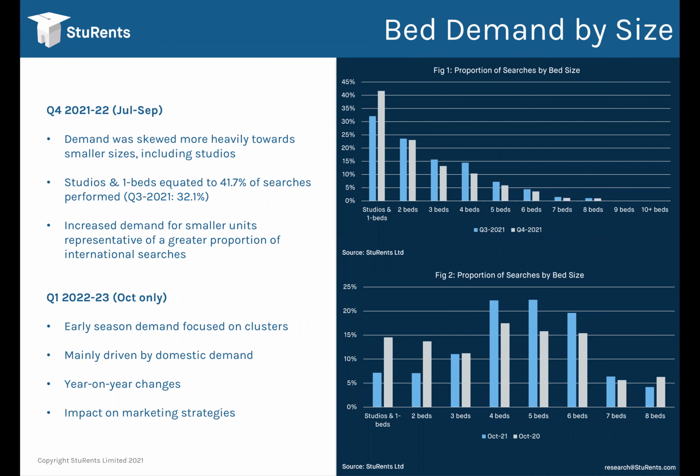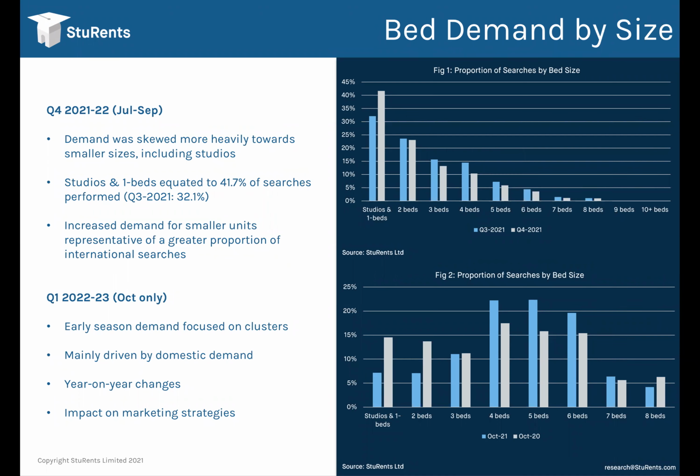Now, taking a look at the same data for Q1 of the 2022 season, which we are technically now in already, we can see that demand has very much been focused on larger clusters. What that means is searches for either HMO accommodation or clusters within PBSA. We can see that 4, 5 and 6 beds have been the most searched for size of property or cluster during October. As we mentioned, this is very much aligned with domestic house hunting. Domestic students will typically look for larger sizes, as they're looking to essentially live with a few of their friends, which they've met at university.